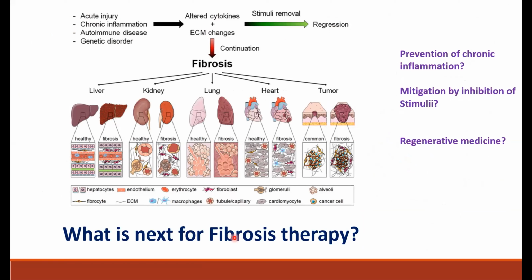What can you really achieve? Is it prevention of chronic inflammation? Is it mitigation by inhibition of the stimuli, or can we go back to regenerative medicines? Or can all of these be approached at different stages of fibrosis? Has this to be done differently per organ, or can we find a unified mechanism for fibrosis? This is the core question that we should answer in order to develop new targets for fibrosis. Thank you. And I'm open for questions.